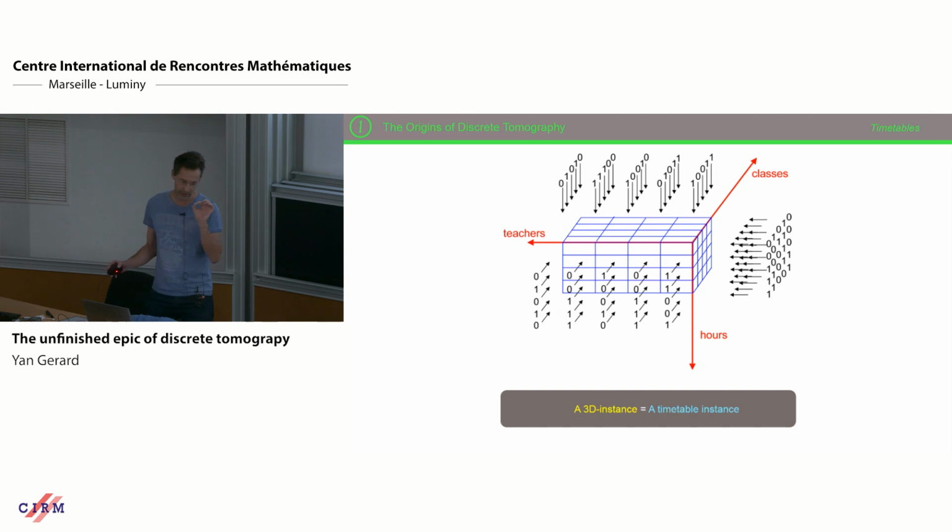You can imagine that in one direction you have the teachers, in another direction you have the hours, and in another the classes. And if you look at what happens in such a slice of the grid, it's the timetable of a teacher. And if you look at this two-dimensional grid in red, that's the timetable of a class. And horizontally, you have what happens at a given hour.